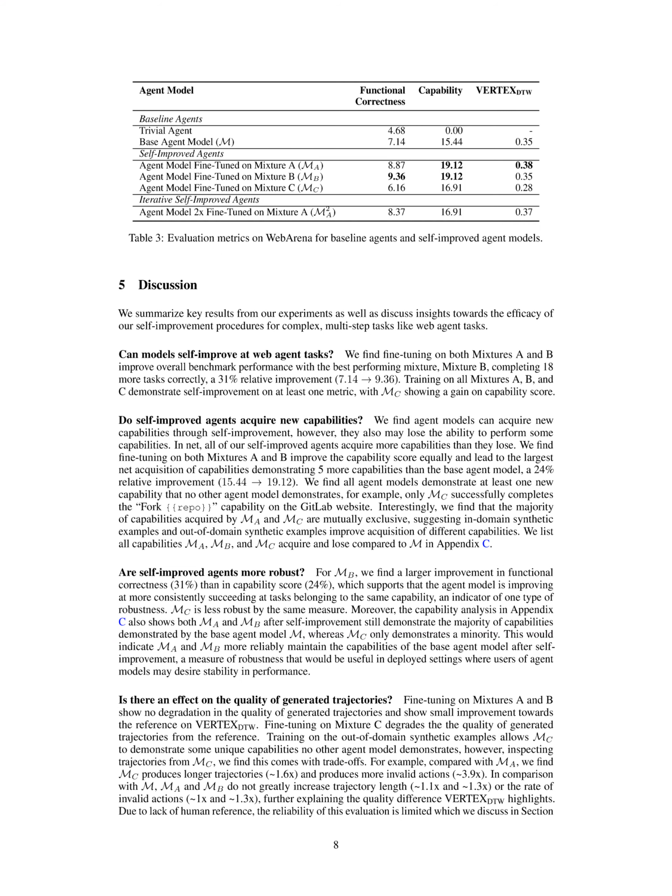Furthermore, the experiments showed that fine-tuning on mixtures A and B did not degrade the quality of generated trajectories, and even showed small improvements towards the reference on the vertex_text DTW score. On the other hand, training on mixture C degraded the quality of generated trajectories from the reference, producing longer trajectories and more invalid actions compared to other mixtures.